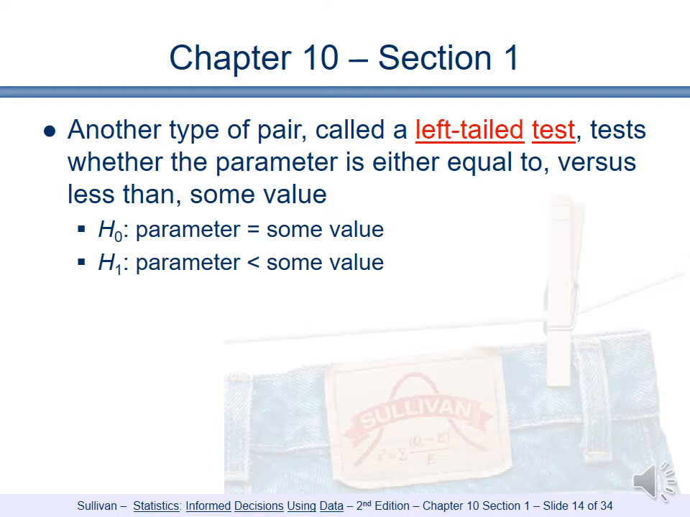Another is called a left-tailed test. Test whether the parameter is equal to versus less than some value. Now, some books will use greater than or equal to in the H sub 0. Again, it still has the equal in it, so that's okay. So H sub 0, our parameter is equal to some value. H sub 1 is less than. Notice left-tailed and less than both start with L. And if you look at the arrow in the less than, it points to the left, so it's a left-tailed test.